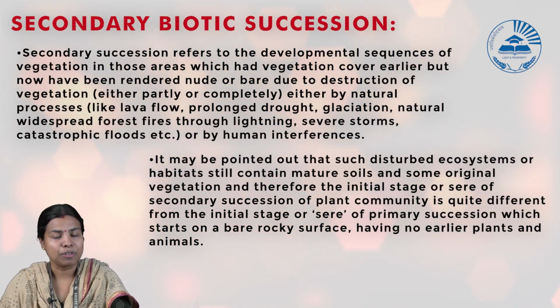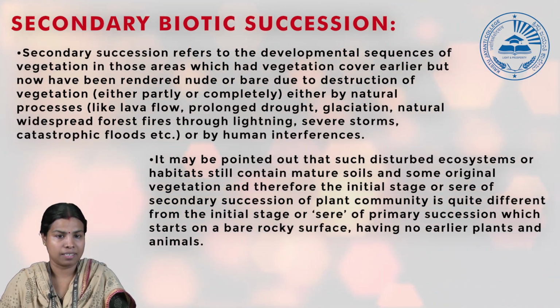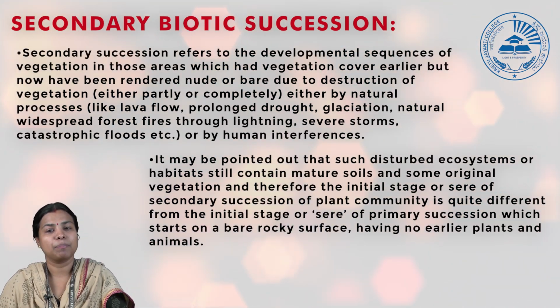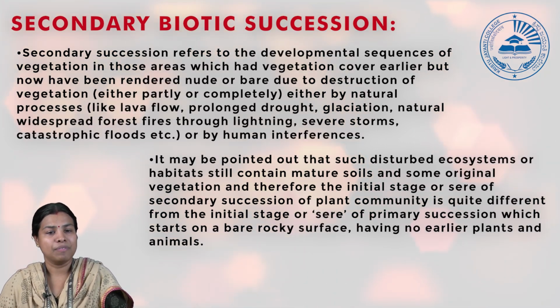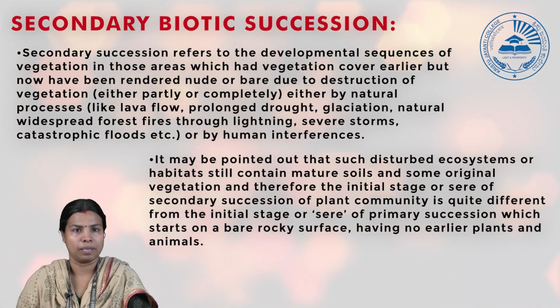So the total time required for the development of the climax community in secondary succession is much less than the time taken in primary succession, because primary succession happens in a bare area, whereas in secondary succession, after destruction of the vegetation, the mature soil remains.